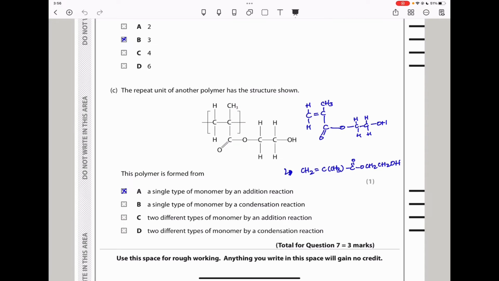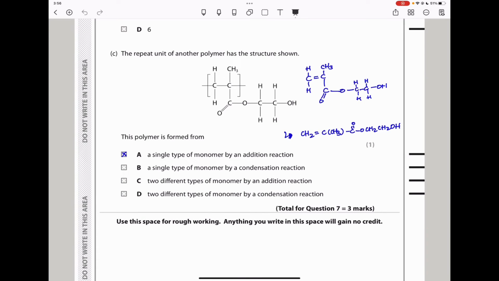If you see something like this, out of the bracket, it shows you this is addition polymerization, and there was a carbon-carbon double bond here. So if I remove that and put a carbon-carbon double bond, I get a structure similar to this. Breaking it down or simplifying it, it comes out as that. So they say this polymer should be formed by addition polymerization from the same type of monomer. So it's a single type of monomer by an addition reaction. So the answer to 7C is going to be an A as well.